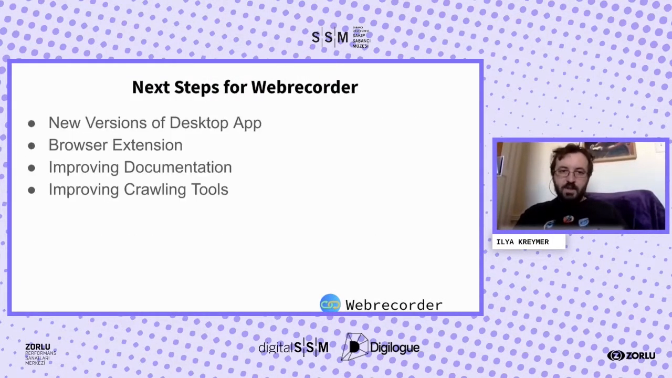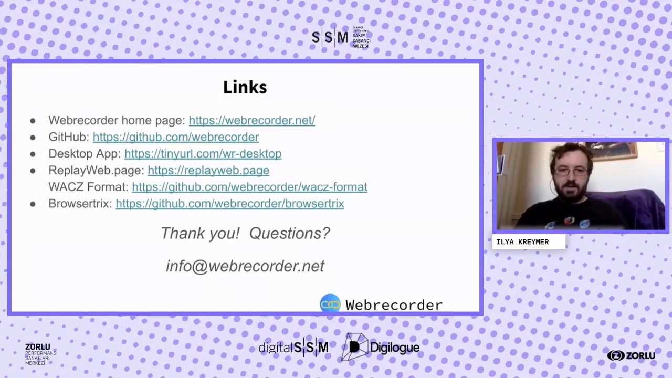And next steps for Webrecorder: there's a new version of the desktop app coming out. There's also a Webrecorder browser extension that's being developed. We're also working on new documentation and new crawling tools such as Browsertrix. And with that, here are some links for all the sites that I mentioned. The main Webrecorder.net site links to all of these, but I also wanted to mention these. You can also reach Webrecorder at info@webrecorder.net.